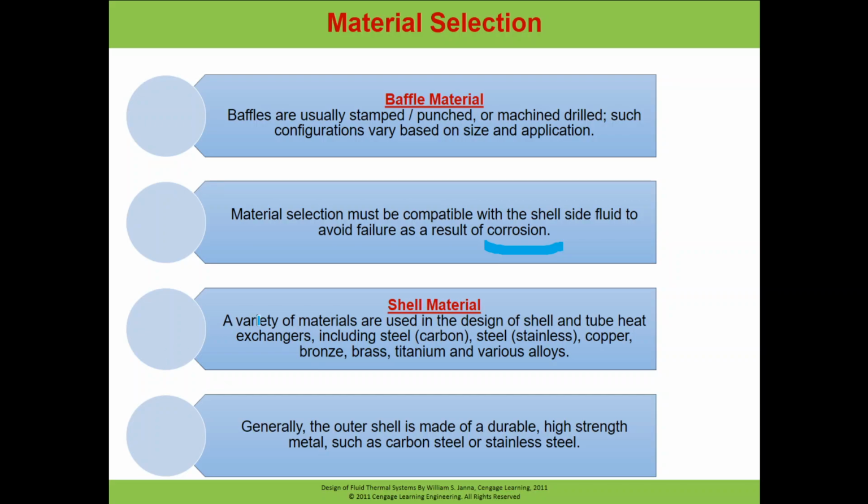On the shell side, a variety of materials are used in the design of shell and tube heat exchangers. The materials include carbon steel, stainless steel, copper, bronze, brass, titanium, and various alloys. Generally, the outer shell is made of durable and high strength metal such as carbon steel or stainless steel.